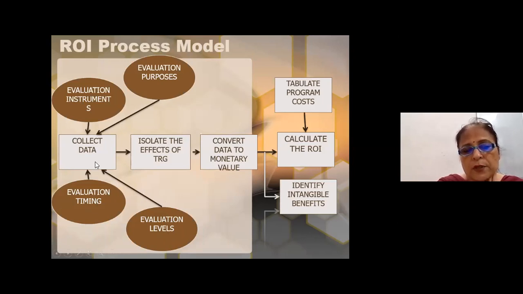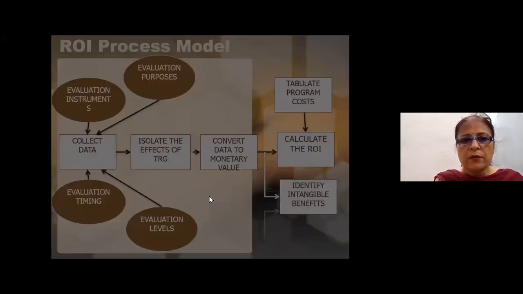So in the ROI process model, whichever level you are doing the collection of data at, you will follow these steps. You isolate the effects of the training, and then convert the data to monetary value and calculate the return on investment. You will also tabulate the program cost to make it more organized. You will convert the data into monetary value, and then identify the intangible benefits. And the ultimate thing is to calculate the ROI. How it is done, we will have a look at it.